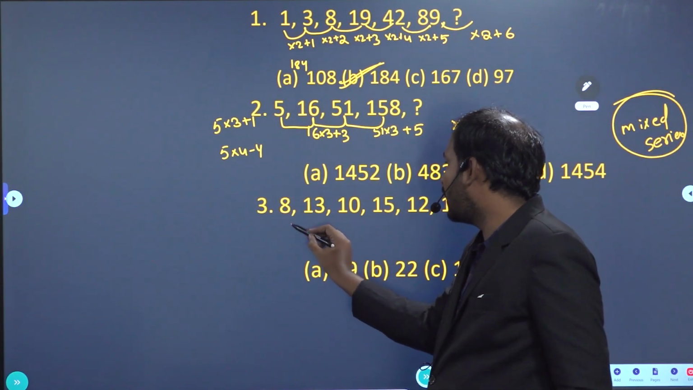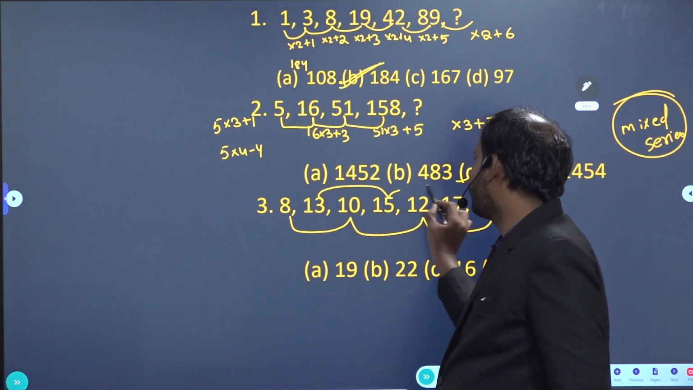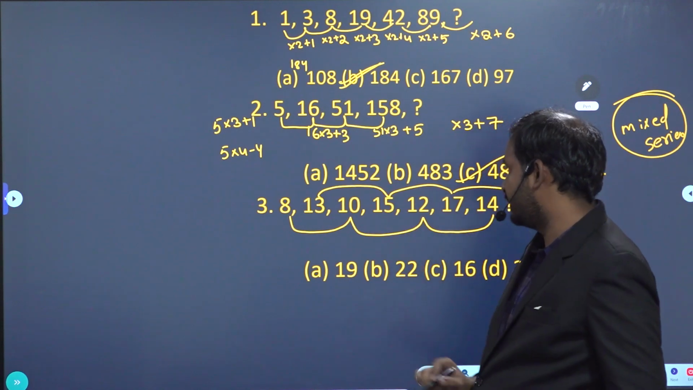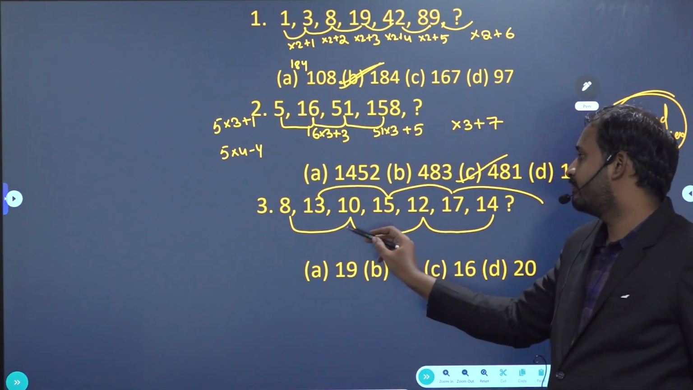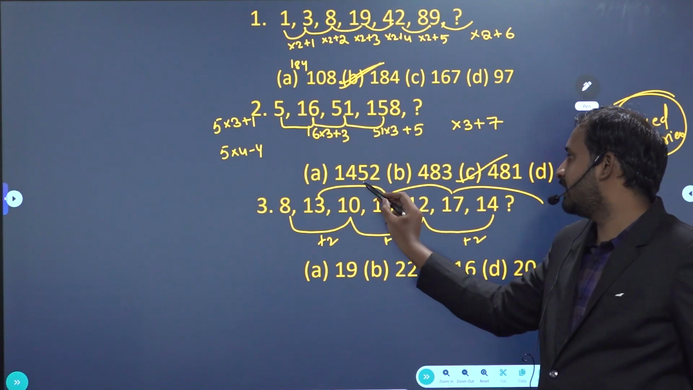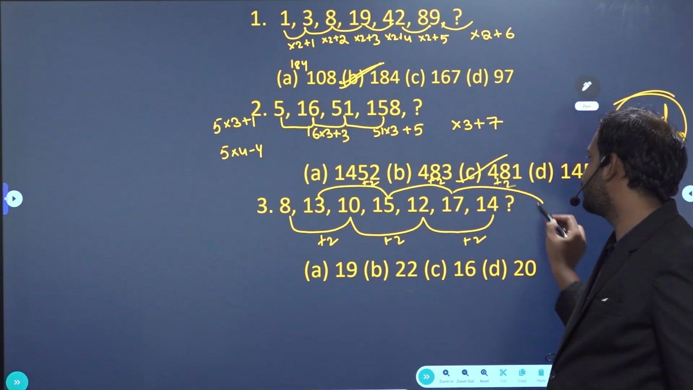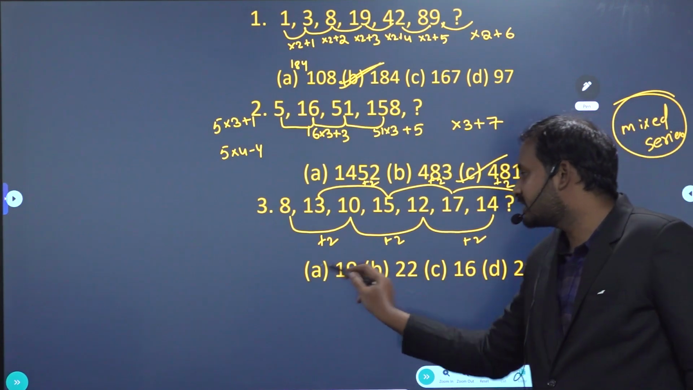See here, now alternately check the things. You will get the idea. This is of one league and this one is of another league. Now see here, 8, 10 plus 2. 10 to 12 plus 2. 12 to 14 plus 2. Similarly, 13 to 15 plus 2. 15 to 17 plus 2. Next, 17 plus 2 means what should it become? 19. So our answer here becomes what?